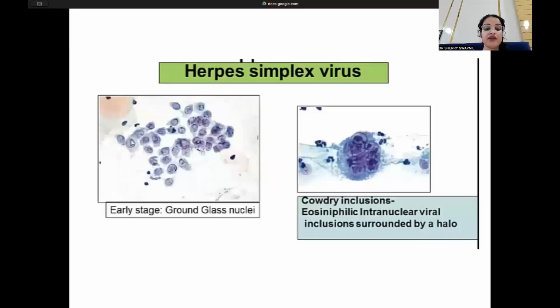See, this is the early stage of herpes infection. You can see single ground glass type nucleus. Because of their increased nucleus size, it can be confused with LSIL. So you should be able to differentiate between the two, and you should be able to ask for history if there is any positive history of herpes. Next slide, please.